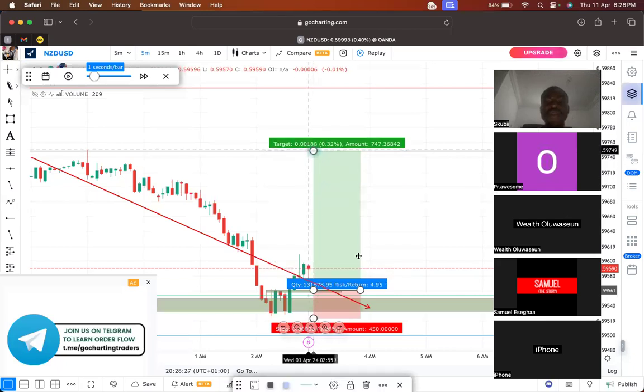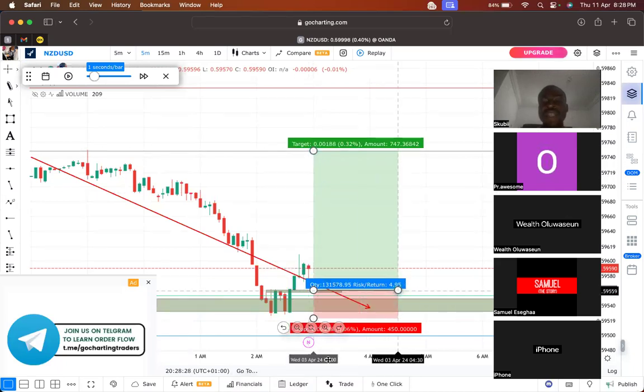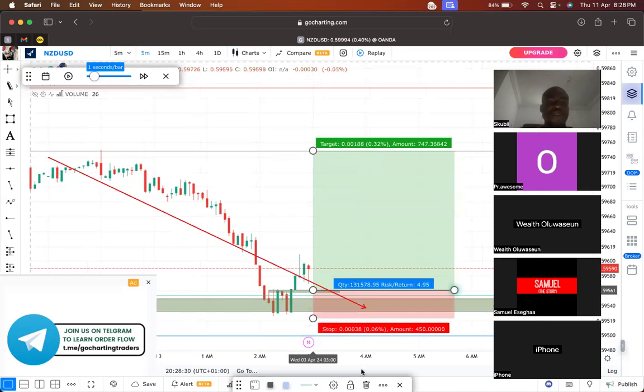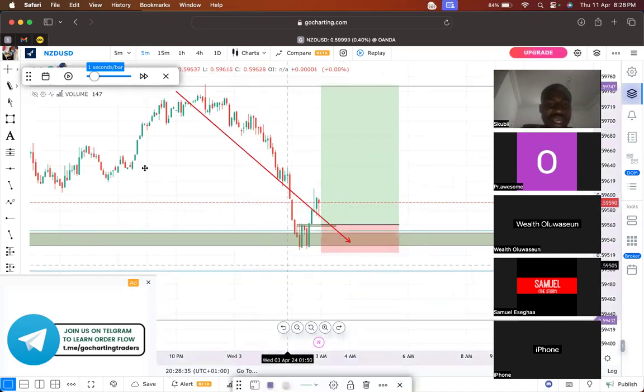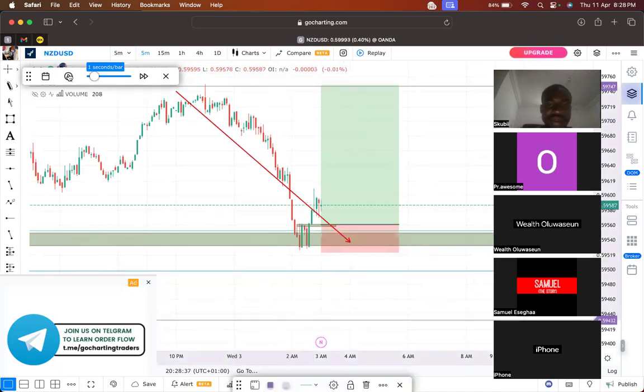So if you cannot figure out the 1 hour high on this 5 minutes time frame here, just go back to the 1 hour time frame and then look for it. Do you understand? So now let me play this and then let's see if price came back to tap that zone.